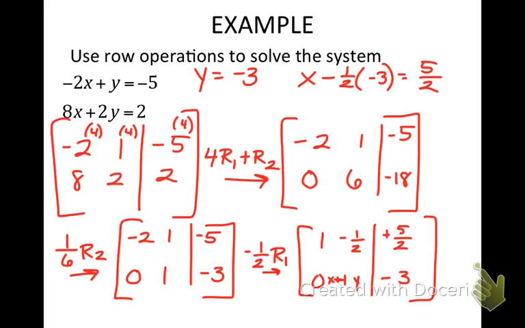Okay. So what's that going to be? Positive 3/2. 5/2 plus 3/2 is 8/2. So 4. Is everybody okay with that mental math? So x is equal to 4. So my answer is going to be 4, negative 3.